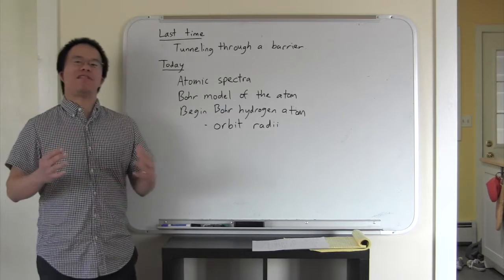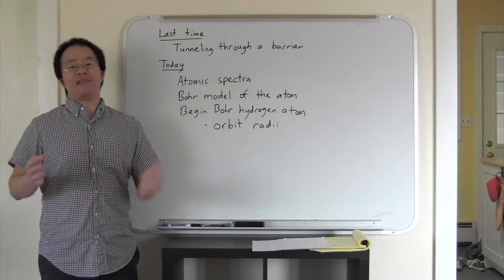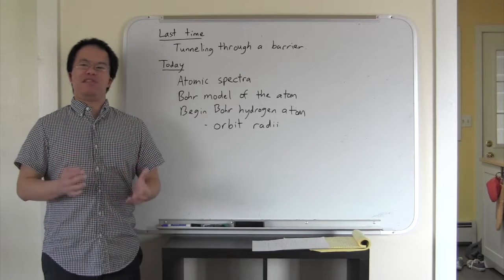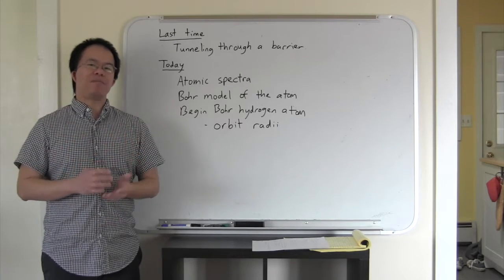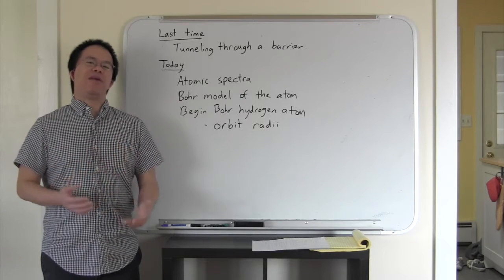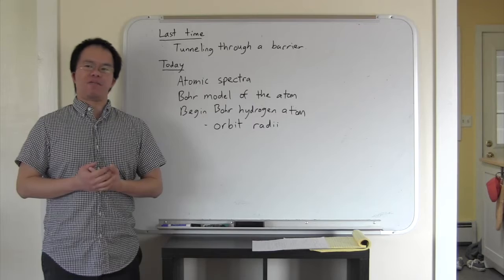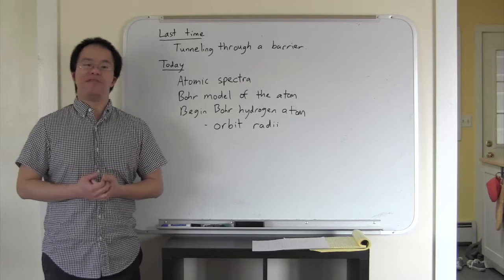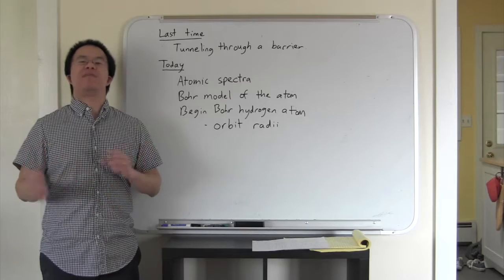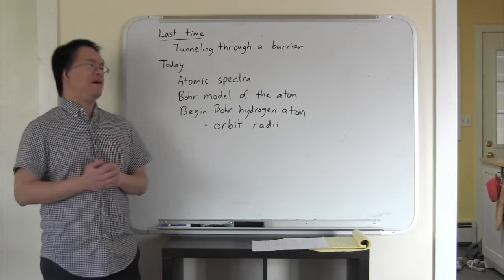Last time we talked about tunneling through a potential energy barrier. Today we're going to begin switching gears. We've wrapped up pretty much all of what we're going to do in developing the theory of 1D quantum mechanics in a good bit of detail. Now we're going to turn towards applications, namely to atoms and nuclei.